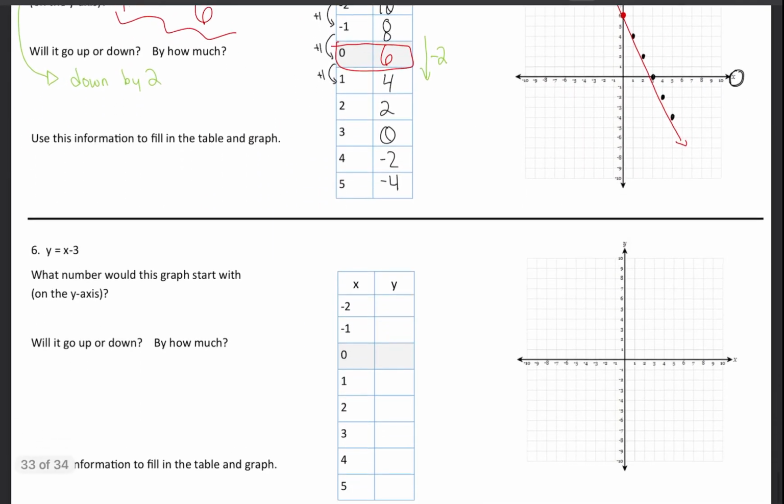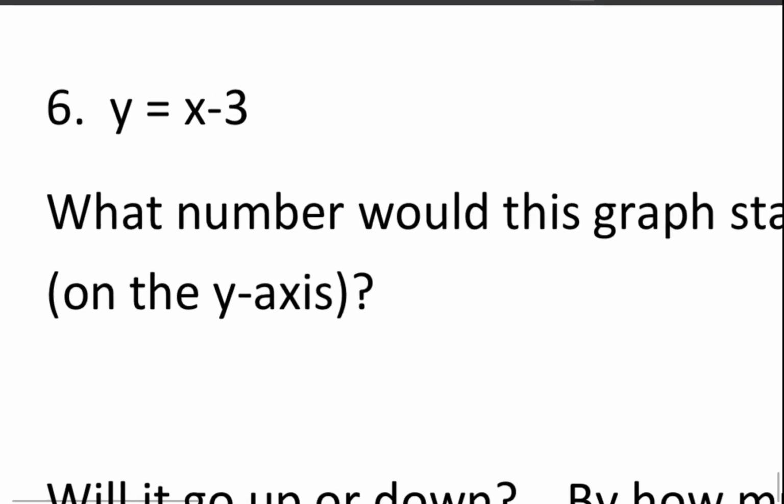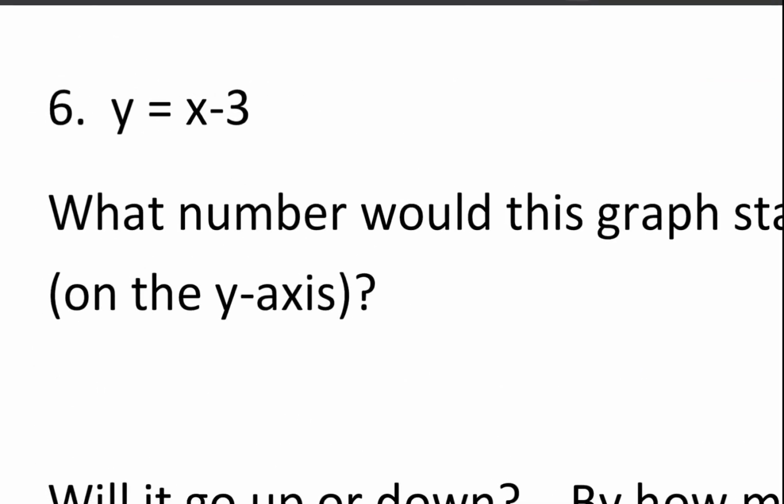All right. Number 6, we have y equals x minus 3. Well, this is weird. We've never really seen this before. What happens if we have just an x? Well, if you have just an x, the number that's technically in front of it is a 1. So technically we have y equals 1x minus 3. What happens is mathematicians, if they see a single x, they're like, nah, we don't need a 1.